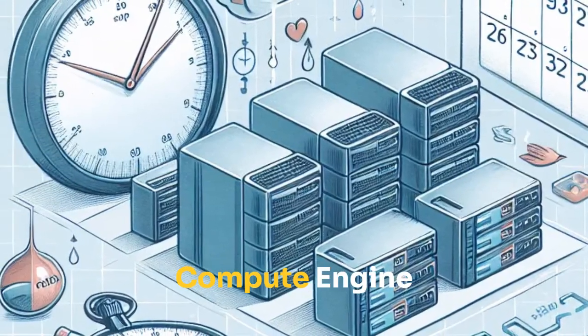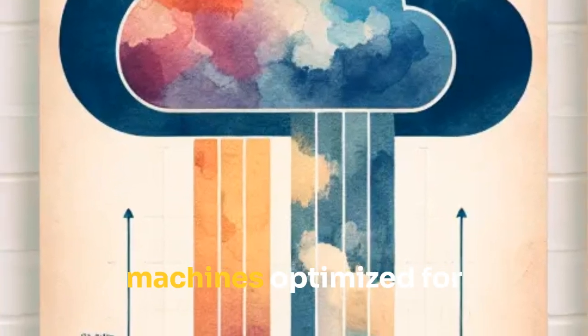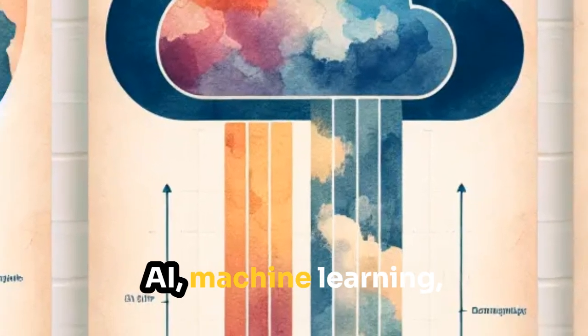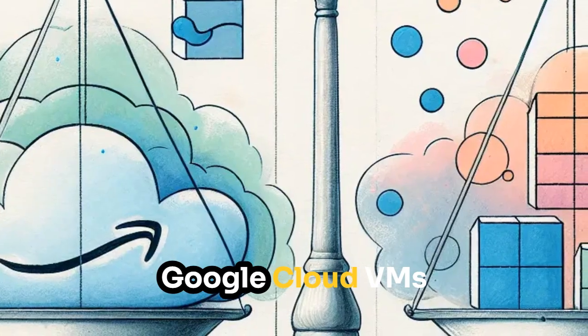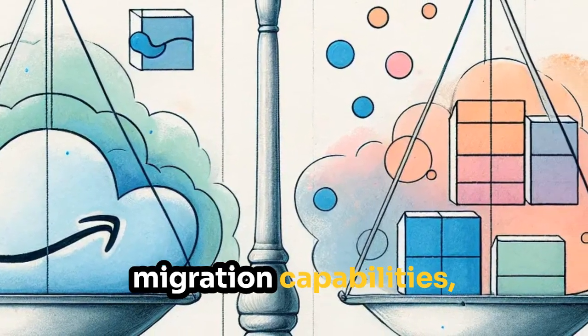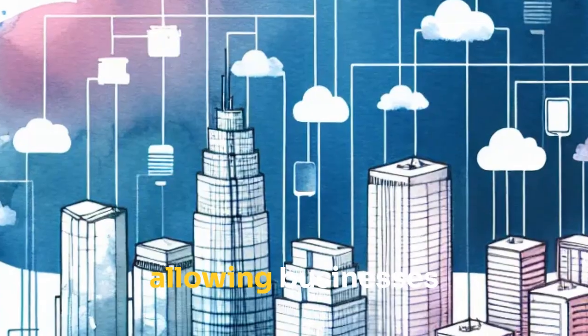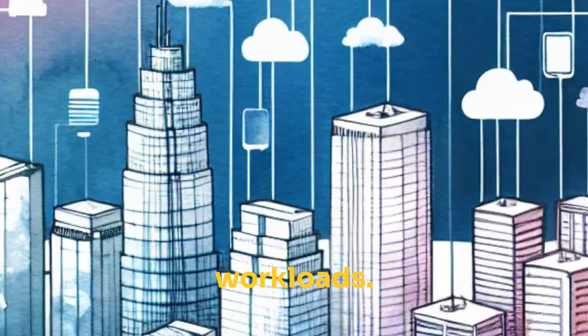Google Cloud Compute Engine. Google Cloud Compute Engine provides high-performance virtual machines optimized for AI, machine learning, and data-intensive applications. Google Cloud VMs are known for their fast boot times, live migration capabilities, and per-second billing, allowing businesses to optimize costs while maintaining high-performance workloads.